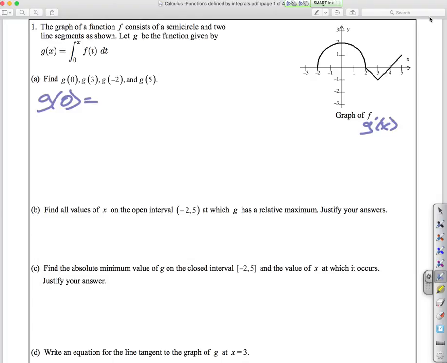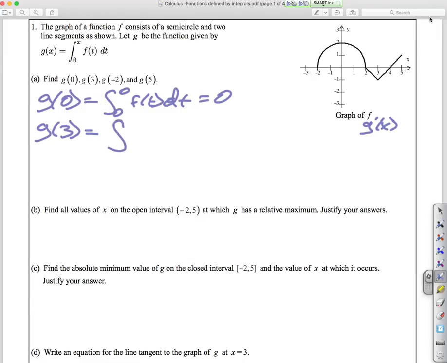Come on, people, don't make this hard, please. Plug in 0 for x. And what do I get when I plug in 0 for x? I get 0. Why is it 0? My integral did not change. I went from 0 to 0, which means it's always going to be 0. Alright, next thing, g of 3.